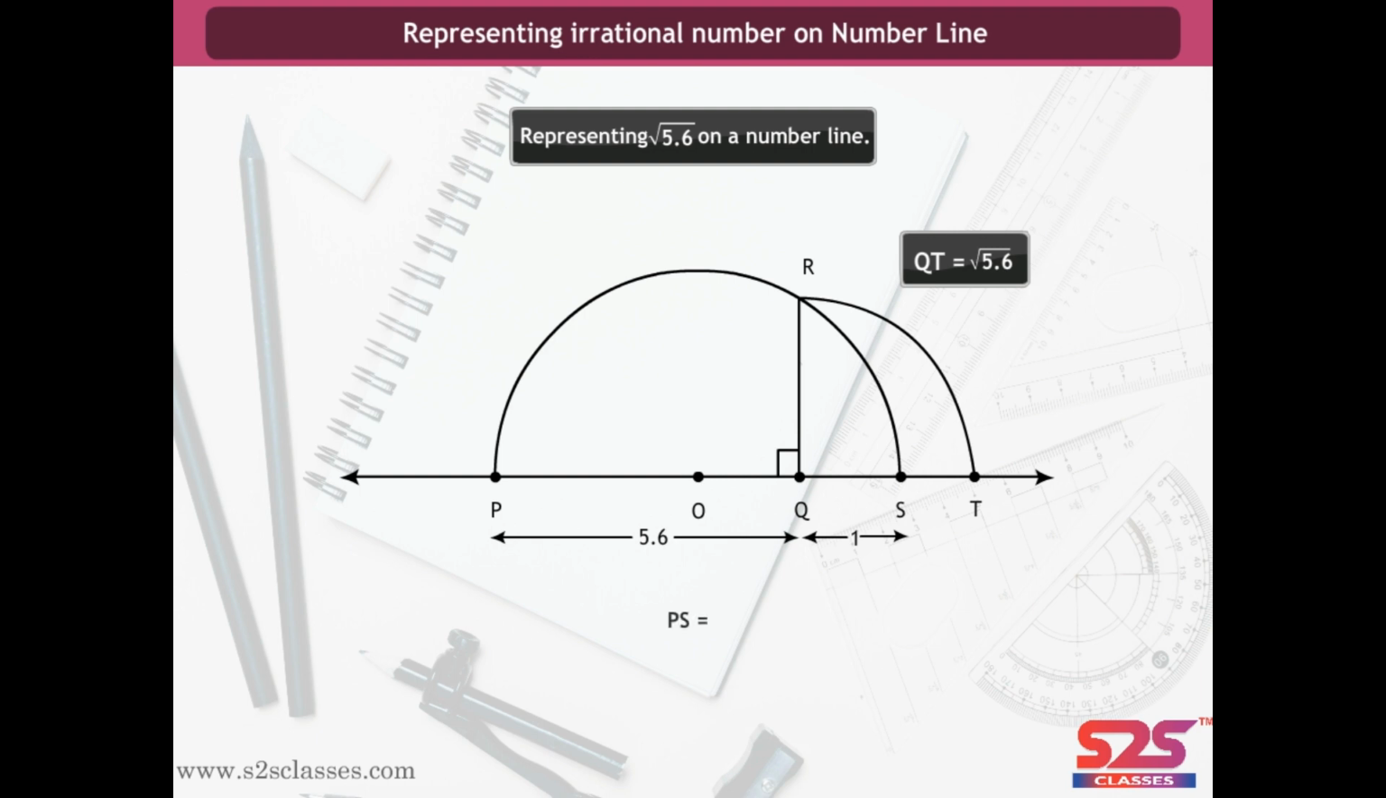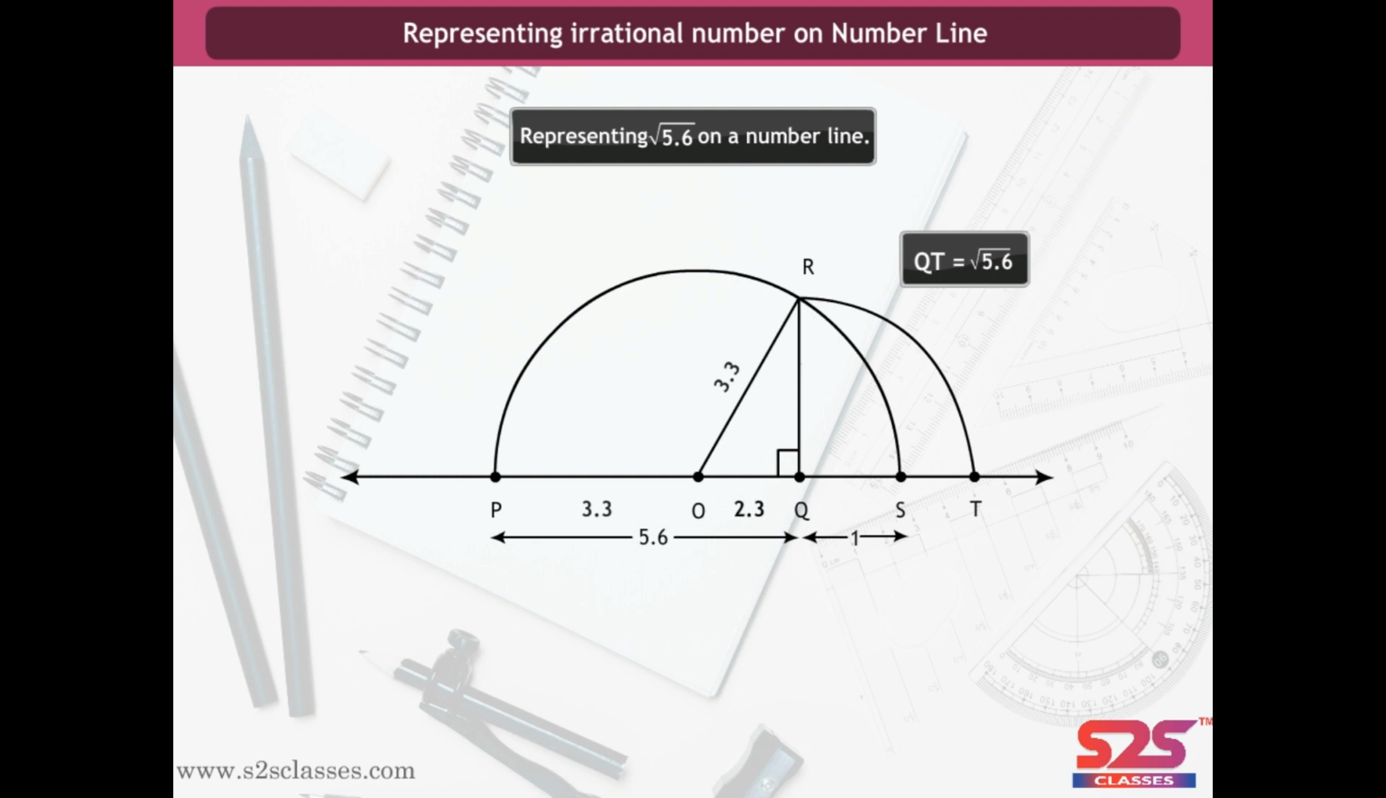PS is equal to PQ plus QS, which is 5.6 plus 1, equal to 6.6. PO is equal to half of PQ, that is 6.6 by 2, equal to 3.3 units. We know that PO is equal to OR because it is the radius of the semicircle. Thus OR is equal to 3.3 units. Now OQ is equal to OS minus QS, which is 3.3 minus 1, equal to 2.3 units.